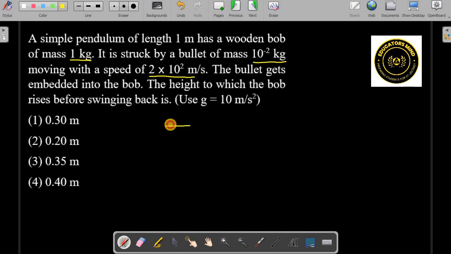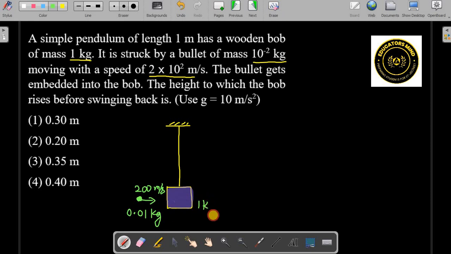So suppose that this is a wooden pendulum, which you may consider like a block, made up of wood. Here there is a bullet going to come. So suppose this is a bullet moving with 200 meter per second, and its mass is 0.01 kg. This mass is 1 kg. This wooden bob, its mass is 1 kg.